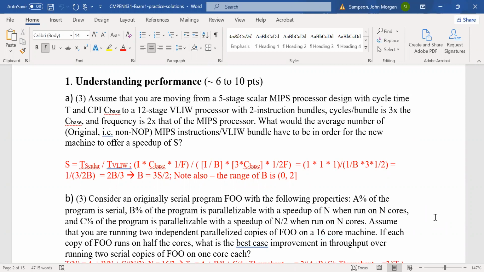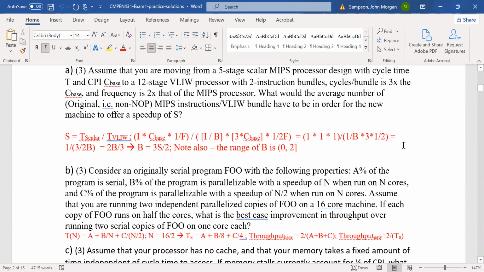S is equal to this, if you follow it all the way around. If S is 2b over 3, and b is at most 2, it should be pretty straightforward that our maximum speed up is 4/3. Okay. So I think this is a very good one to ponder. Again, ponder what is actually being asked and measured. Yes, we're asking you to review some basic formulas, but really this is mostly can you relate the old and the new.